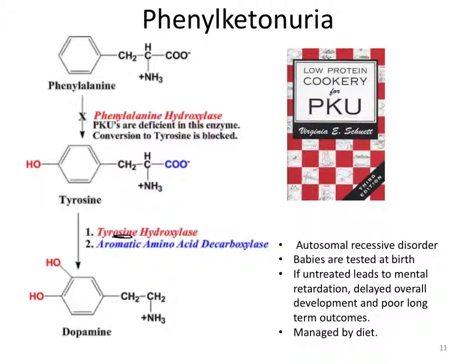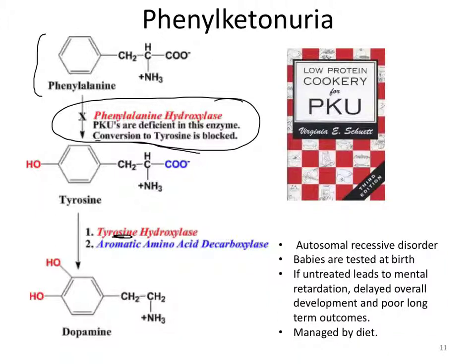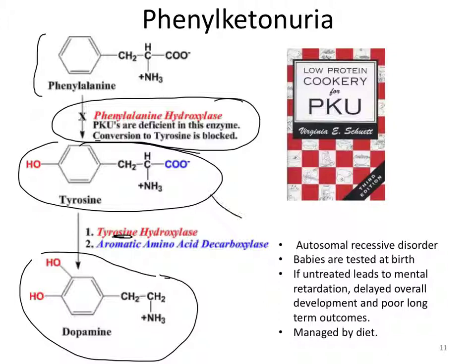So PKU is due to having a deficient phenylalanine hydroxylase. Okay, so look at this step in the pathway. Phenylalanine is an essential amino acid, and it is in most of us metabolized to tyrosine. And then the tyrosine is metabolized to dopamine or other metabolites or products, for example, eumelanin.